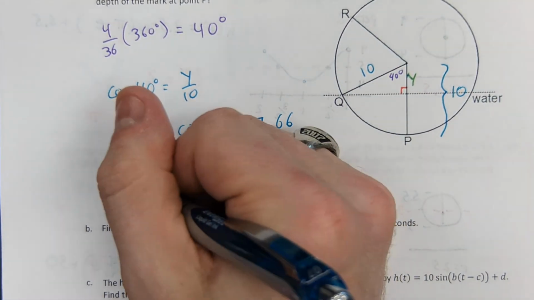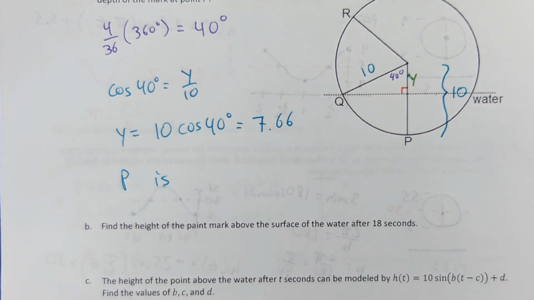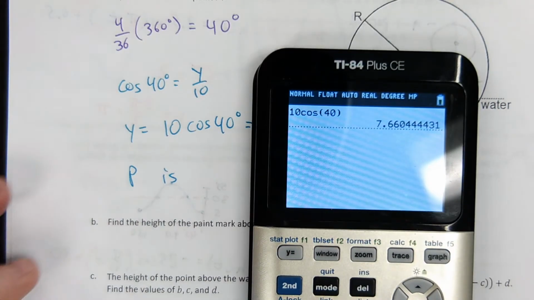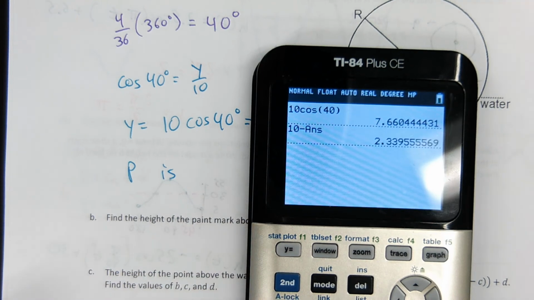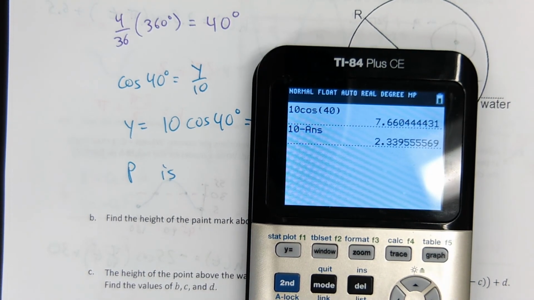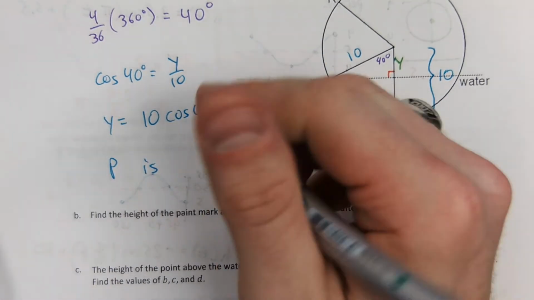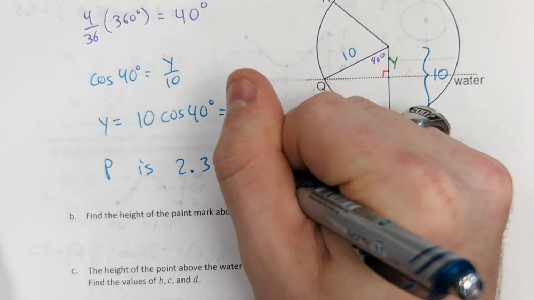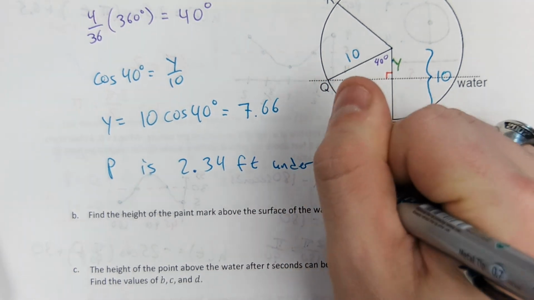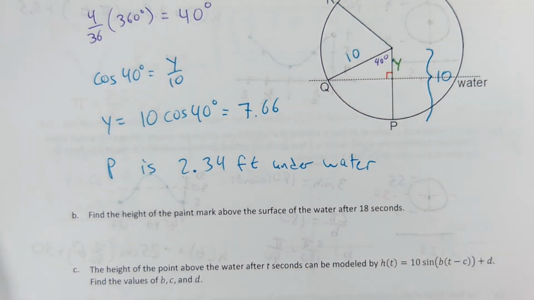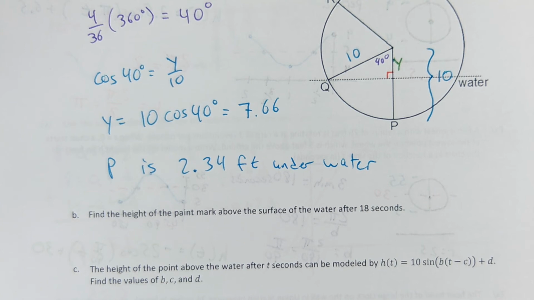That means P is 10 minus that, 2.34 feet underwater. So yeah, that was the big leap in logic there, is using the fact that it takes 36 seconds to get all the way around, and you've only used 4 of those seconds. You've done 1/9 of a period, which means you've gone 1/9 of the 360 degrees. That was the leap in logic.